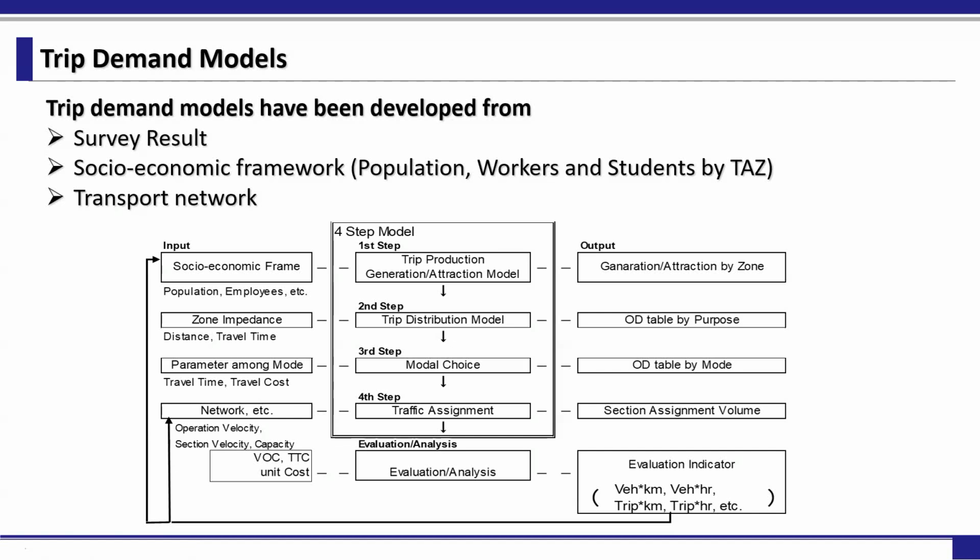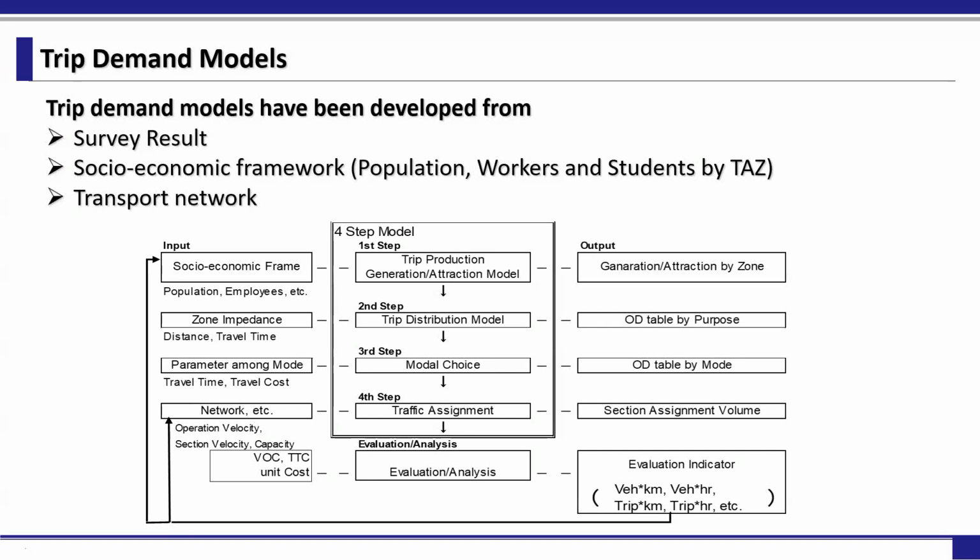Then from this result, based on the trip generation attraction model, the trip generation and attraction by traffic zone is generated. Then from this result, with the trip distribution models, OD tables are developed. From these OD tables and the parameters among the travel modes, the mode choice models are developed, and the OD table by mode is developed. Then the OD table by mode is assigned to the existing or future network, and the sectional assigned traffic volume is produced.